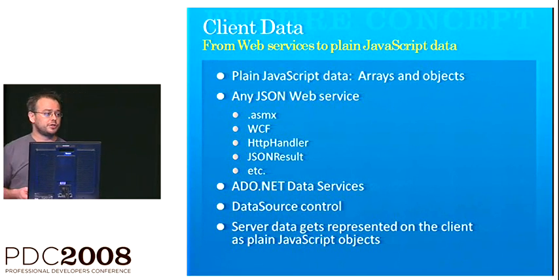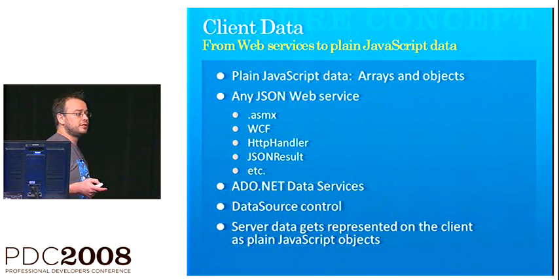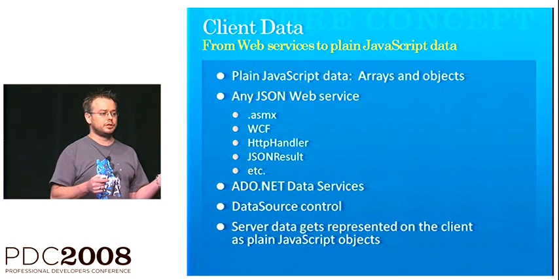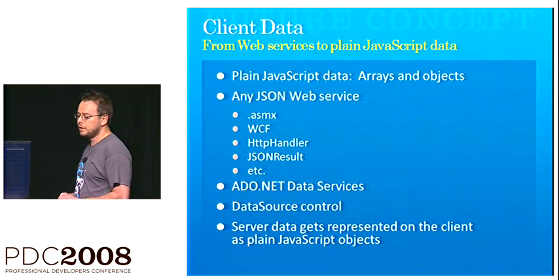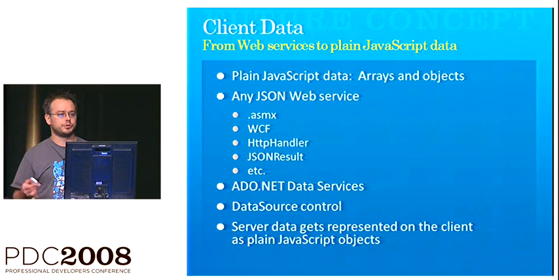It can also use JSON results. So if you've used MVC, this is in MVC. In MVC, you can have a view that returns a JSON result, and the JSON result is just that. It's just pure JSON. So it's a very convenient way of having Microsoft AJAX interact with MVC.